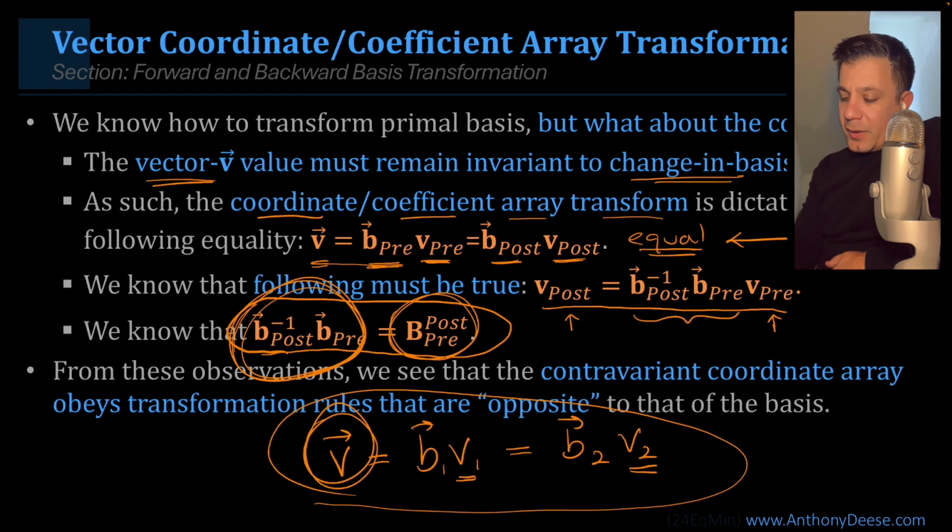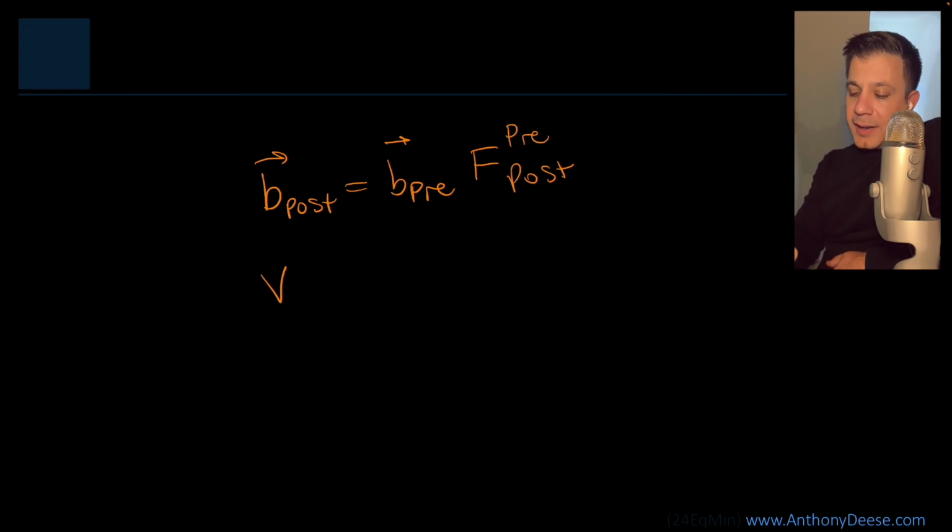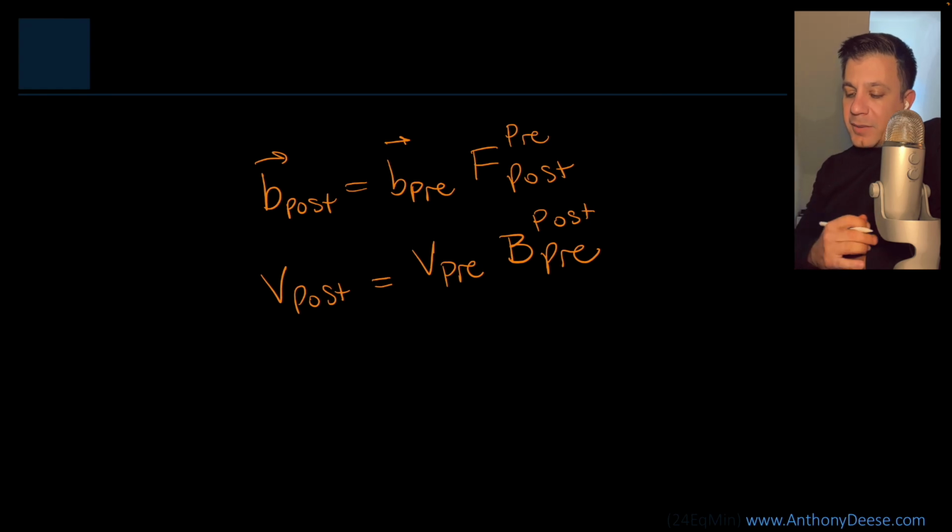Okay, so now that we understand why this definition is consistent, we can say from these observations, we observe that the contravariant coordinate array obeys transformation rules that are opposite to that of the basis. In short, whenever we apply a forward transform to basis, if we want to get the corresponding coordinate arrays, we apply the opposite transform. Okay, we apply the reverse.